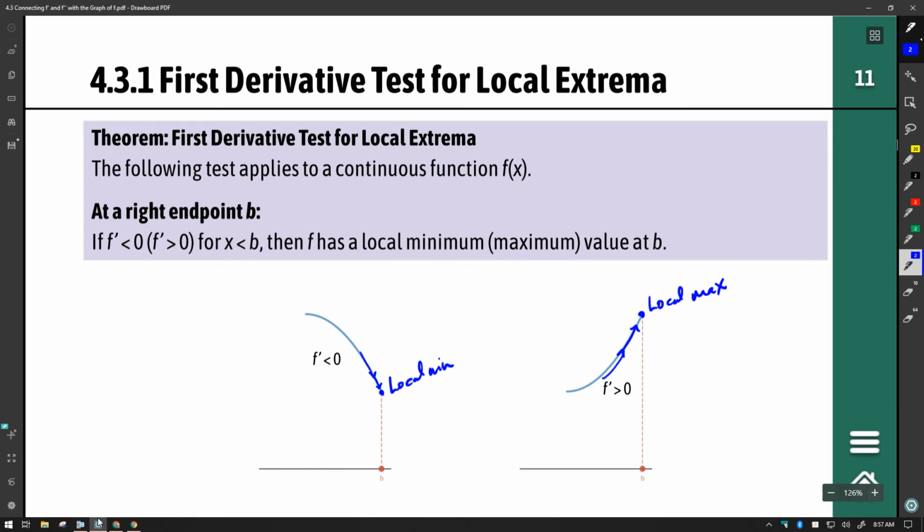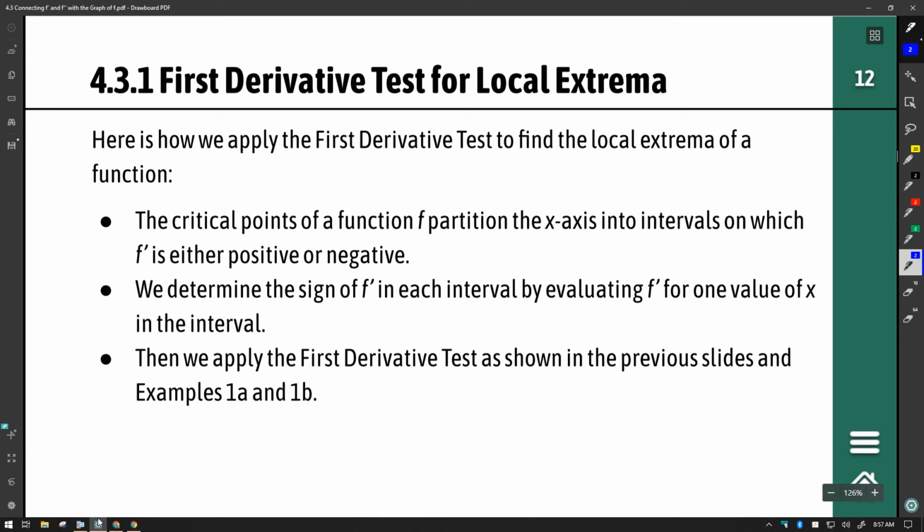So what does the first derivative test allow us to do? It lets us know when we have local extrema based on the first derivative. So here's how we apply it. First, the critical points of a function f are going to partition the x-axis into intervals on which f prime is either positive or negative.